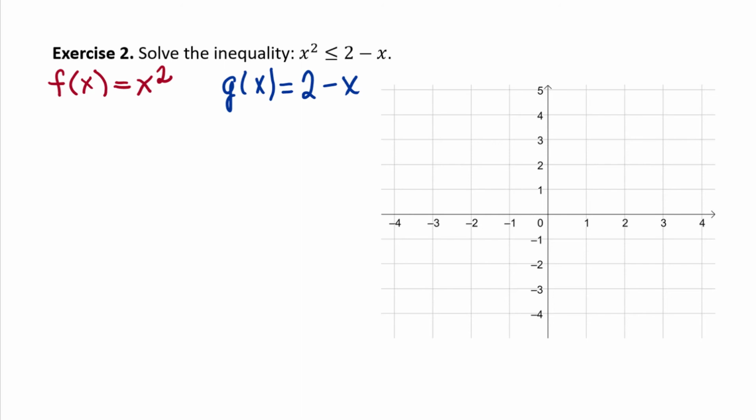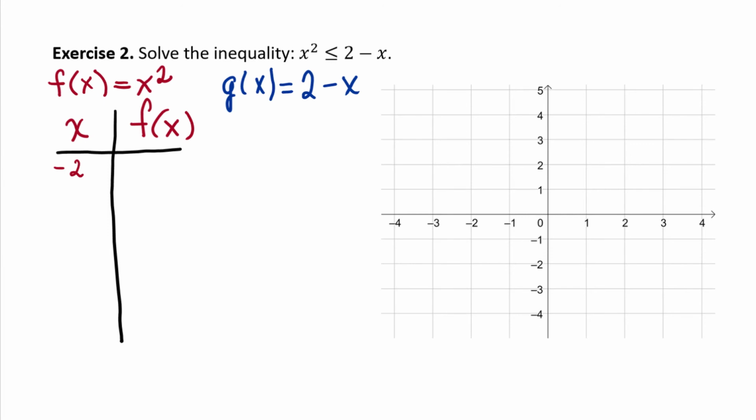F of x first. I'll complete a t-chart of x values around the origin. I'll label the first column x and the second f of x, and I'll select for the x values negative 2, negative 1, 0, 1, and 2, and evaluate each in the x squared function.